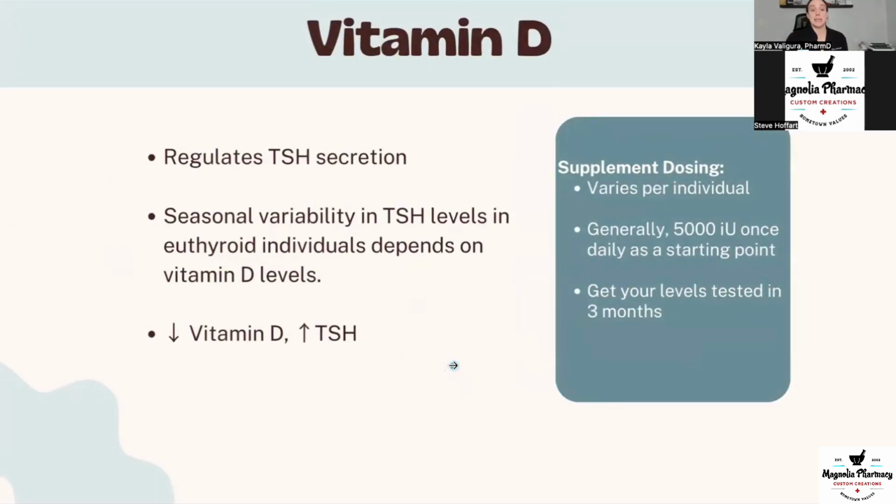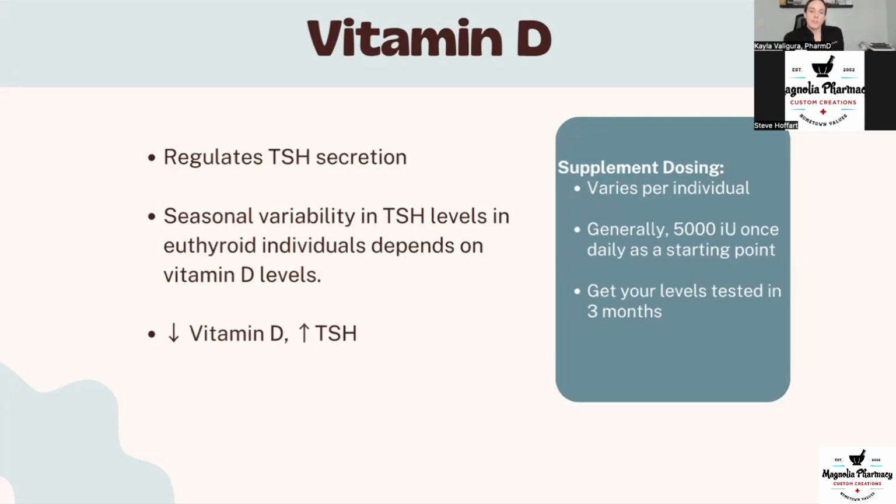Okay, so vitamin D. Vitamin D helps regulate our TSH secretion. With the seasons changing, in the winter we have less sun than we do in the summer, so there is seasonal variability in our TSH levels. And that is in a healthy thyroid patient, or a euthyroid patient. But a decrease in vitamin D leads to an increase in thyroid stimulating hormone, or TSH.